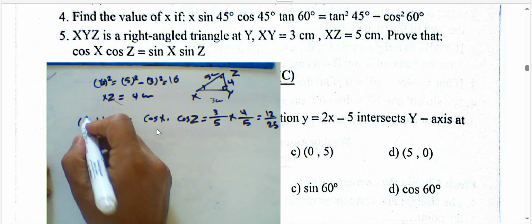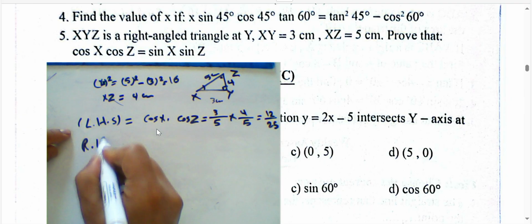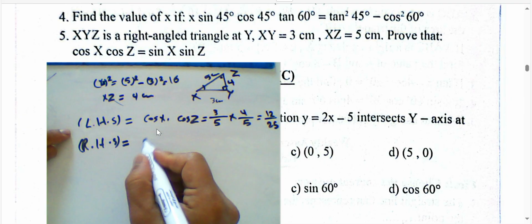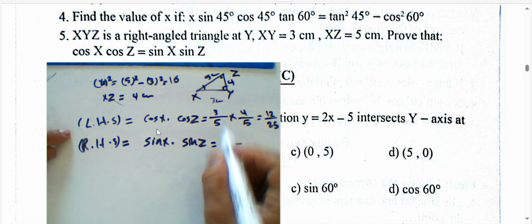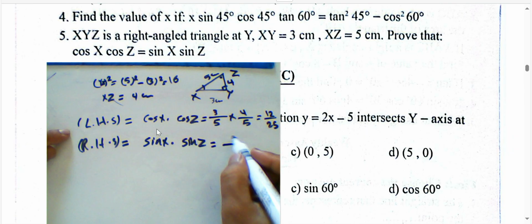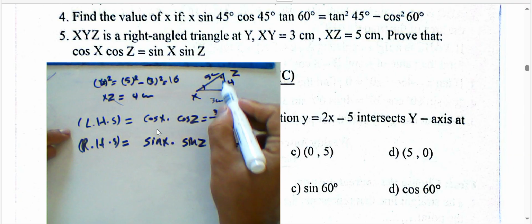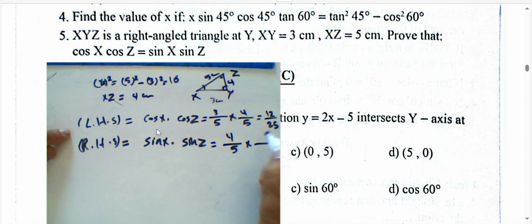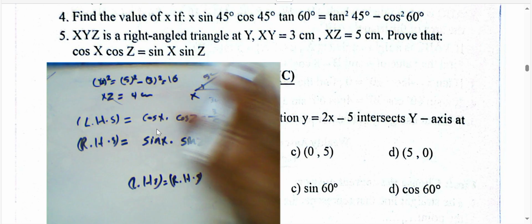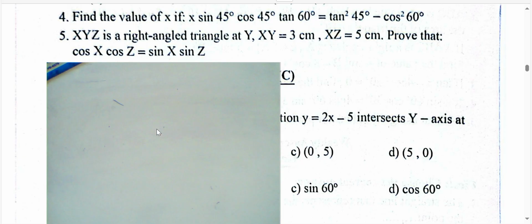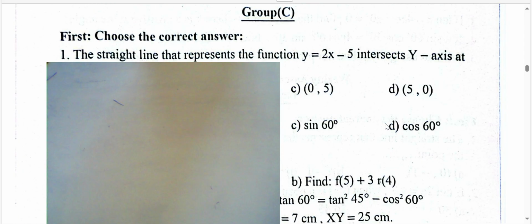Okay, or this left hand side first. Okay, never mind, the left hand side we have sine x product by sine z. Sine x opposite over hypotenuse, 4 over 5 product by sine z opposite over hypotenuse, 3 over 5. Then the product between two numbers equal 12 over 25. The left hand side is equivalent to the right hand side. Okay, next question, group letter C.